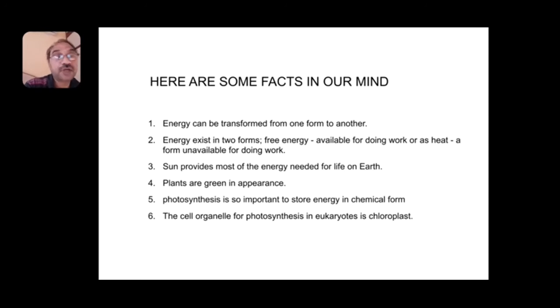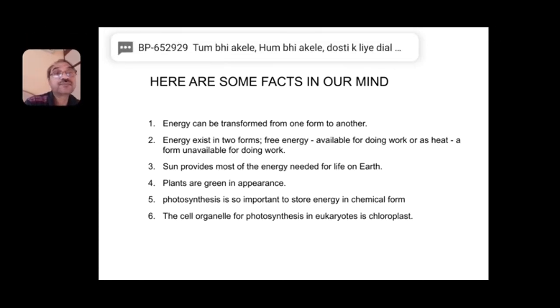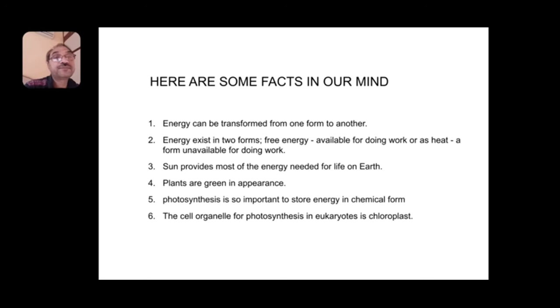Plants are green in appearance. Photosynthesis is important for storing energy in chemical form. The cell organelle for photosynthesis in eukaryotes, in plants, is the chloroplast.